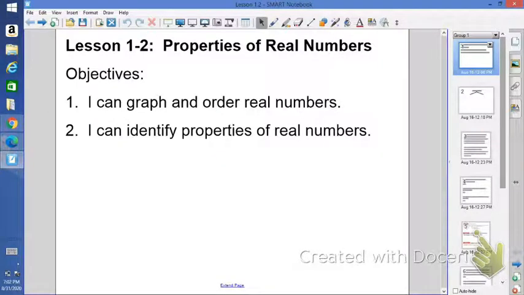Lesson 1.2, Properties of Real Numbers. There are two objectives. The first is to graph and order real numbers, and then the second is to identify properties of real numbers.